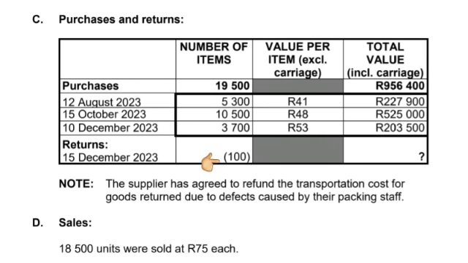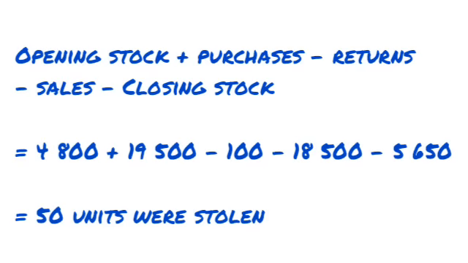And then also remember, now we are including in our calculation the stock that I sold. So the stock that I sold is there in information D, and it tells me 8.5 units were sold at 75 rands each. So all of these numbers, I'm going to put them together now in accordance to my formula. My formula starts with opening stock. My opening stock was 4.8.